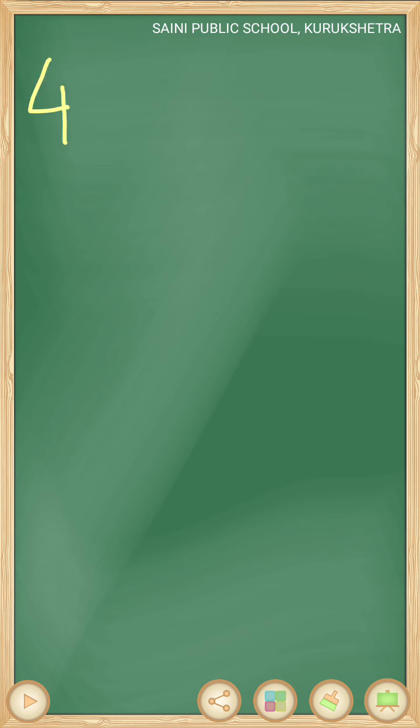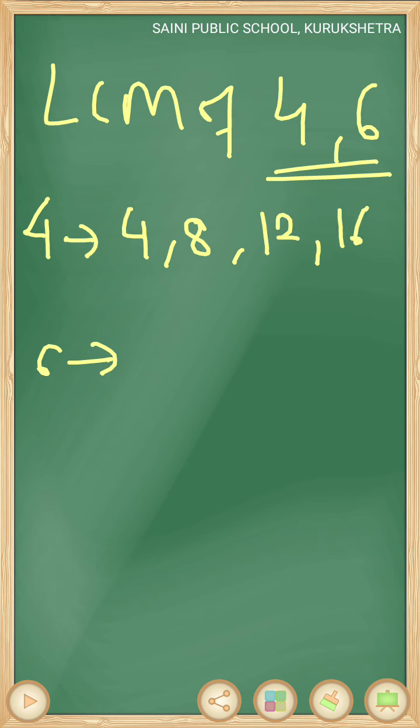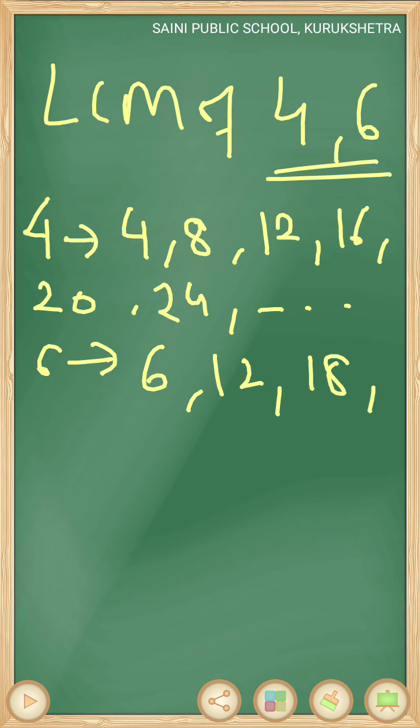Suppose we want to find LCM of 4 and 6. Okay, we want to find LCM of 4 and 6. So first of all we will write multiples of 4 and 6, then we find common multiples. Multiples of 4 are 4, 8, 12, 16, 20, 24 and so on. Similarly, multiples of 6 are 6, 12, 18, 24, 30 and so on.